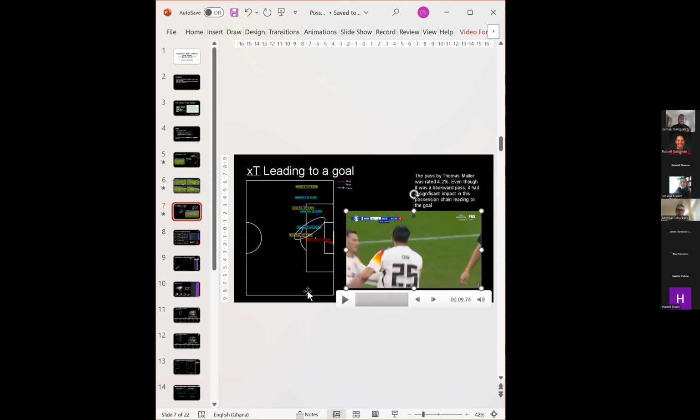And that was one important thing. Using these two scenarios, the first scenario was all forward passes leading to the goal. In this case, there was a back pass, and the machine learning model I'm using also captured that back pass and valued it very highly compared to what other models would probably look into.